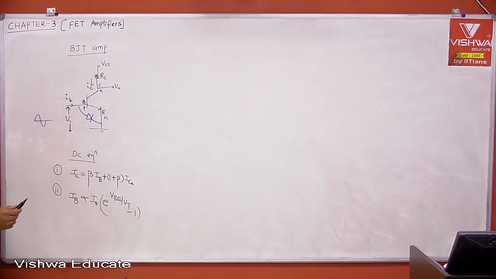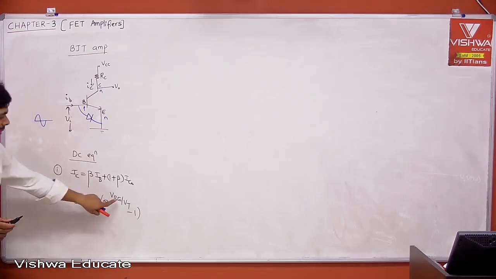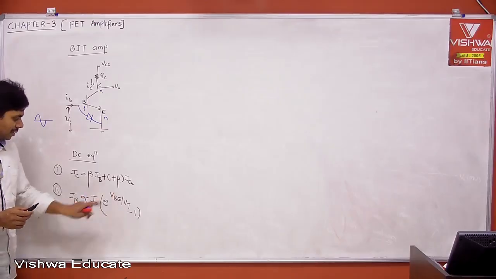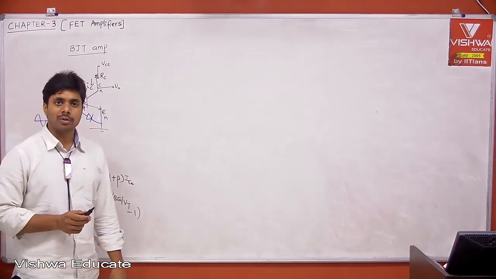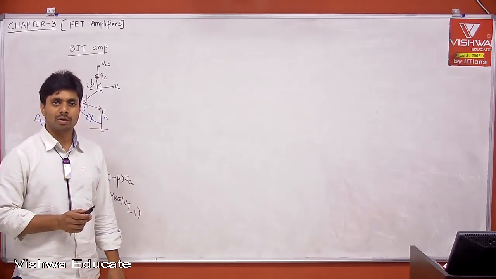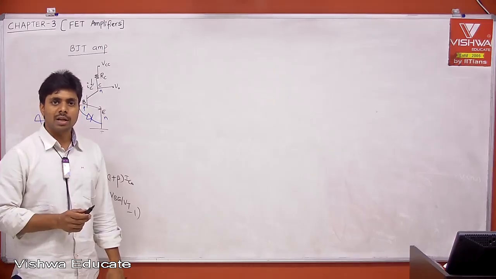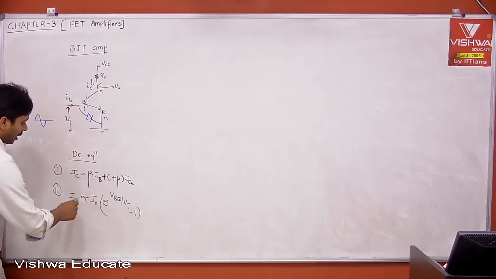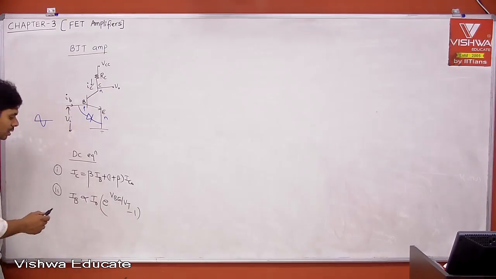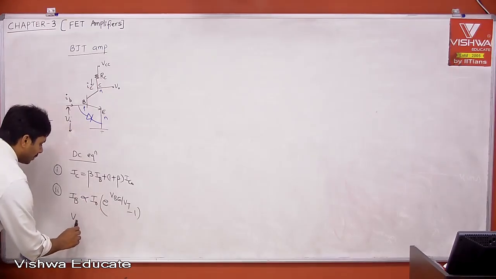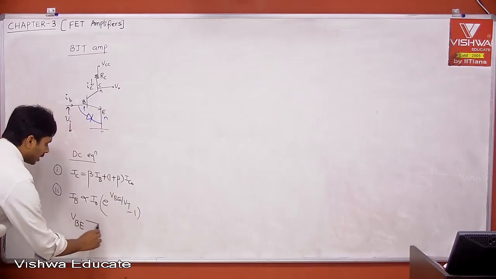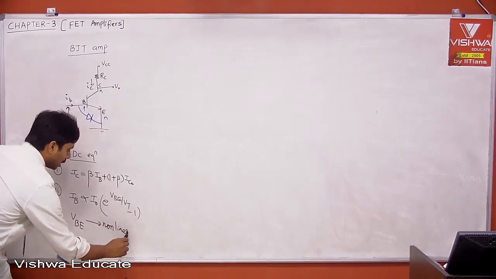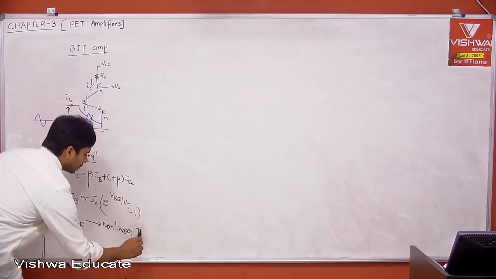Now tell me, what is the relation between IB and VBE? Non-linear. e to the power of x is 1 plus x plus x square by 2 factorial plus x cube by 3 factorial plus x to the power of 4 by 4 factorial, etc. Therefore, this is completely non-linear. The relationship between IB and VBE is non-linear. Therefore, if you give VBE, you will get non-linear IB, non-linear IE or IB.